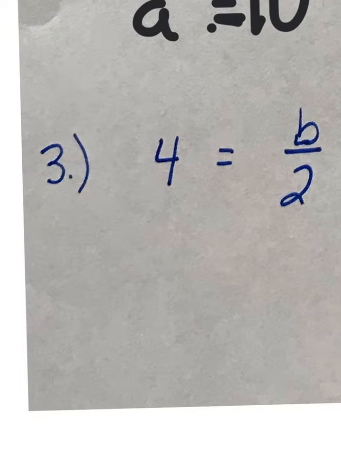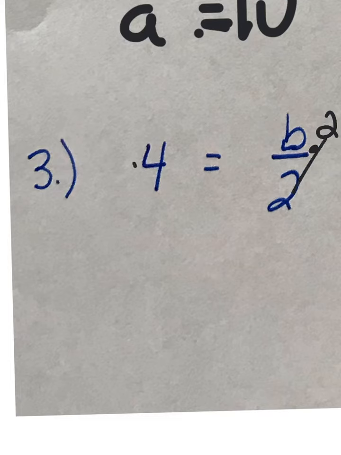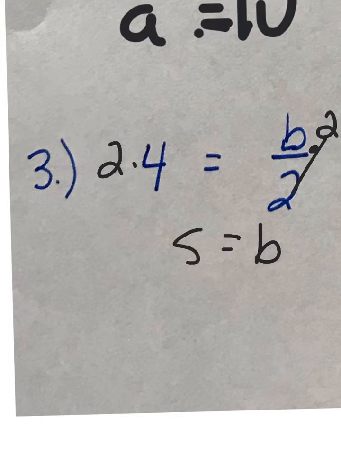Number 3, 4 equals b over 2, or b divided by 2. Nothing changes even though the order is different. We need to get rid of that divided by 2, so we're going to multiply this side by 2. I'm going to multiply this side by 2. I get b equals 8.